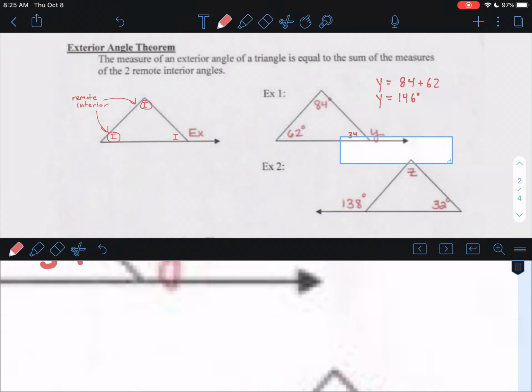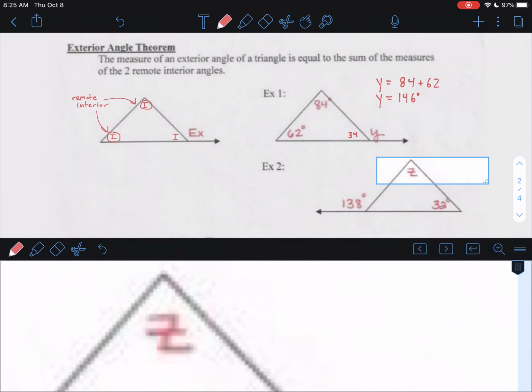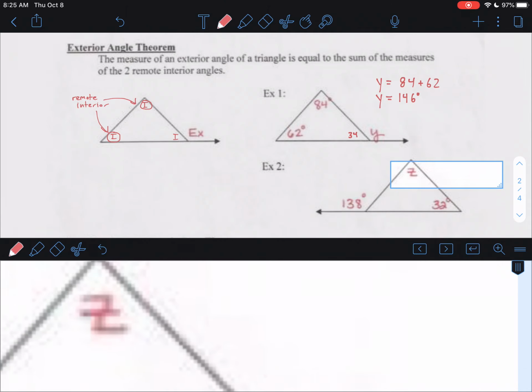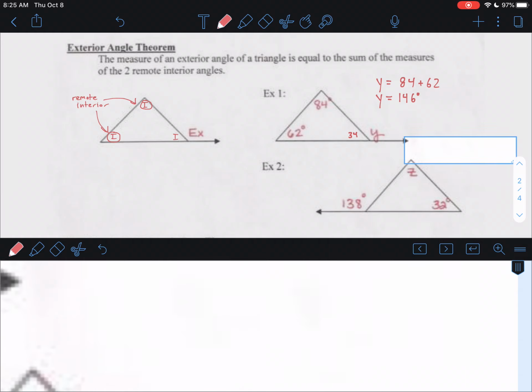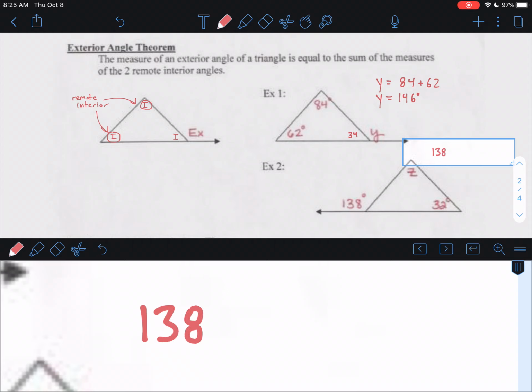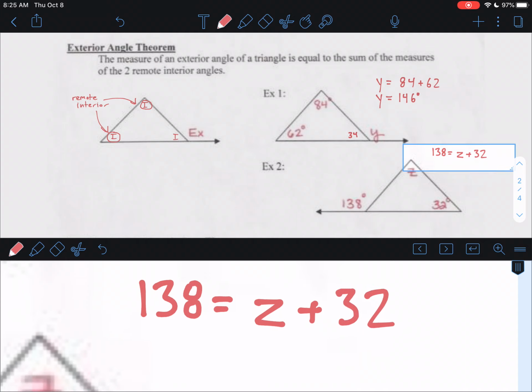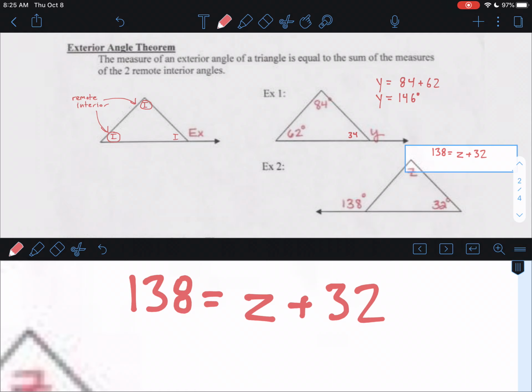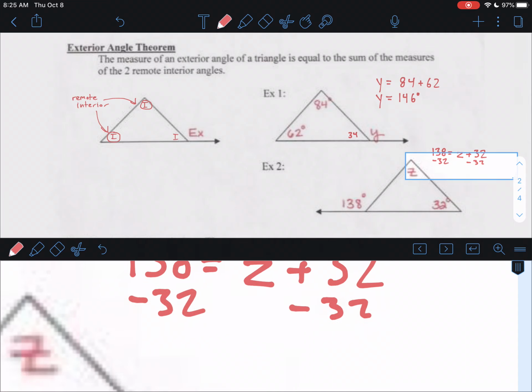So the second example, we're given the exterior angle, but of the two remote interior angles we're not given one of them, we're given the other one. So that means that 138, which is that exterior angle, is going to equal z plus 32. To solve this, all I have to do is subtract that 32 from both sides. When I subtract 32, that gives me 106 equals z. Therefore, z is a 106-degree angle.